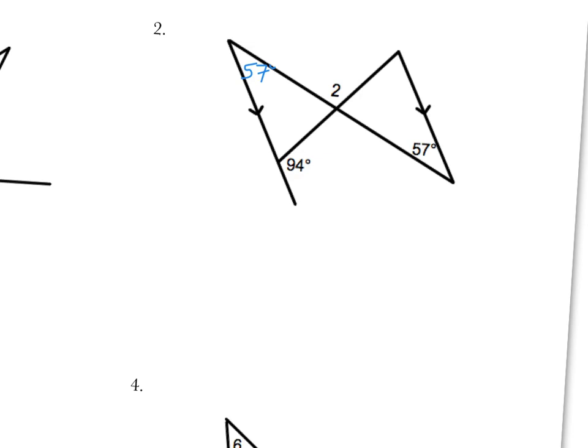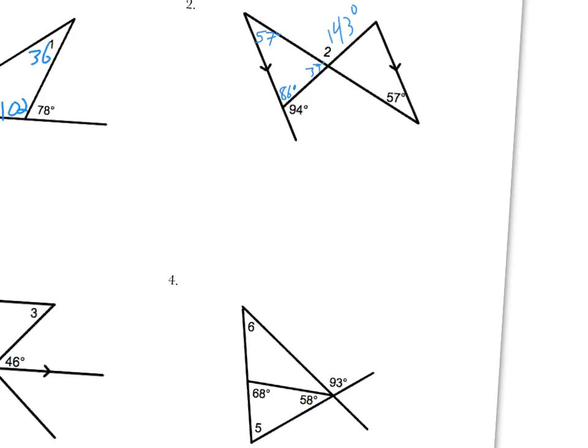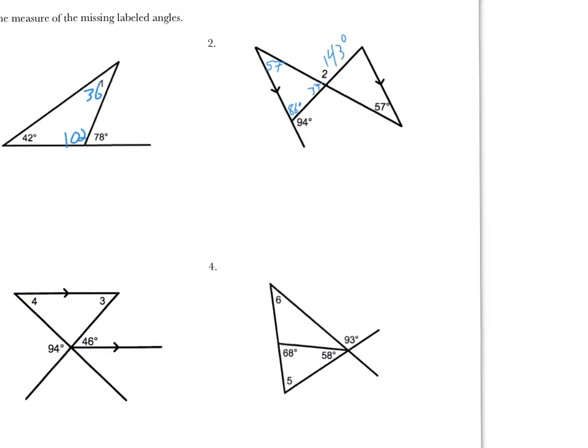Looking at this linear pair you see right here, I know that the angle adjacent to that must be 86 degrees because it has to add to 180. And then subtracting 86 and 57 from 180, I get 37 degrees right there. And once again, I see another linear pair, so subtracting 37 from 180, I get the measure of angle 2 to be 143 degrees. I hope you're starting to see how similar these problems are.